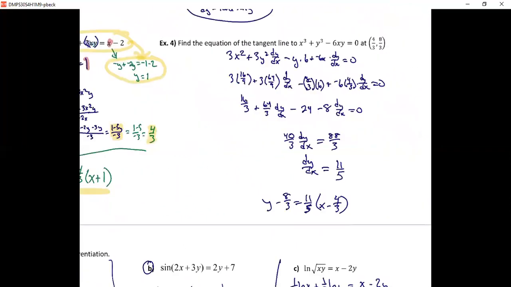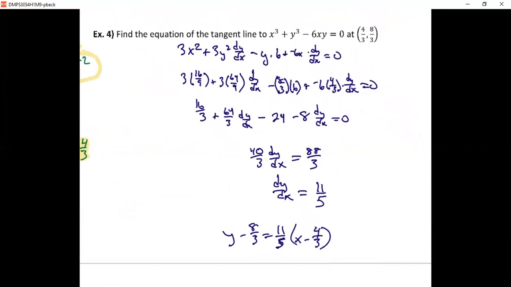For example number 4, find the equation of the tangent line to this relation at that fractional coordinate. This is just going to be a little nastier work, but the thought process is pretty much the same. The derivative of x cubed is 3x squared dx dx. Derivative of y cubed is 3y squared dy dx. Then we got a product rule that we need to consider. One of the things, you can subtract that overall product, or what I like to do is say this is plus a -6.